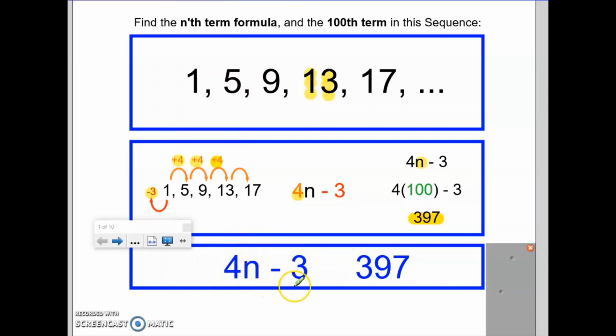So my answer to the original question: my nth term formula is 4n minus 3. That's the formula that's going to help me find any term I wish to know. So I could find the millionth term, I could find the 10th term, I could find the 247th term, as long as I substitute where the n is in this formula. And of course, when I do substitute in 100, my 100th term is 397.